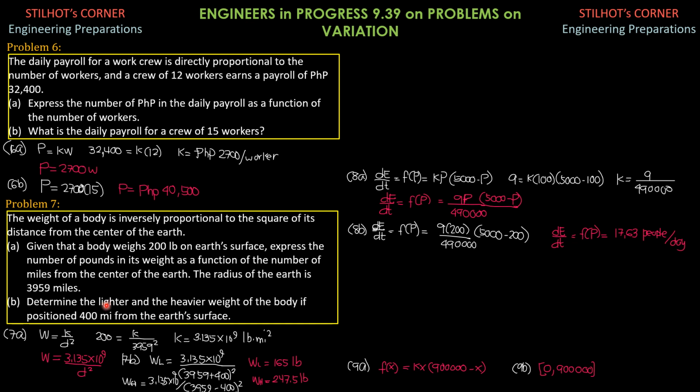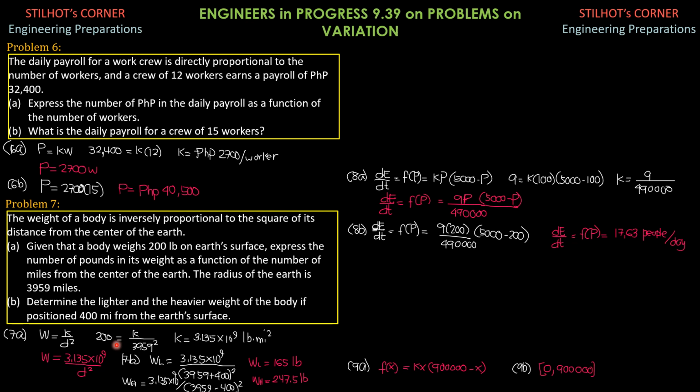So the lighter is the one that is farther from the center of the Earth. So it is radius plus 400, the distance. And the heavier is closer to the center, and that is radius minus 400. So the formula: weight is inversely proportional to the square of distance from the center of the Earth. So weight equals K over distance square.